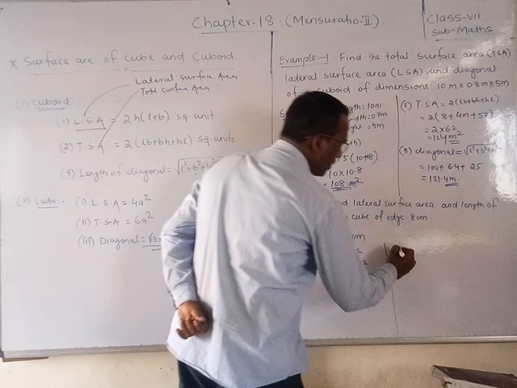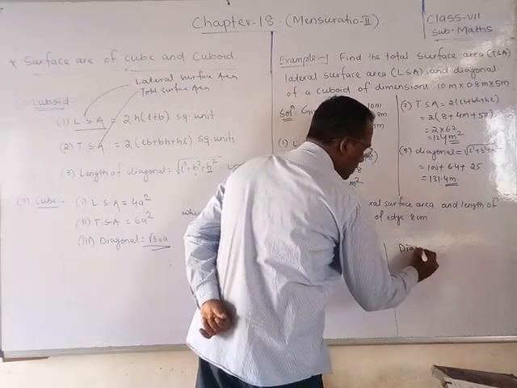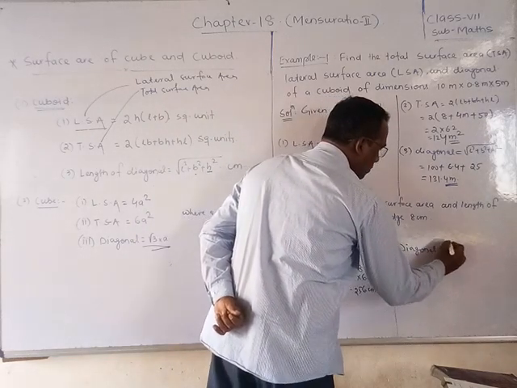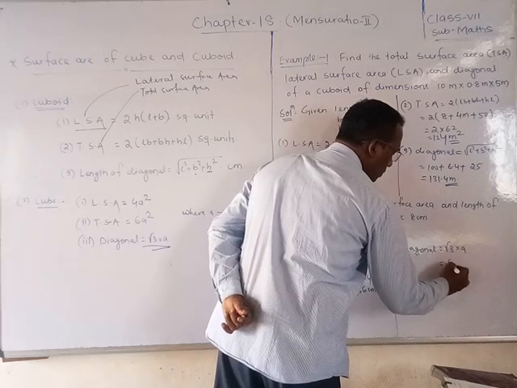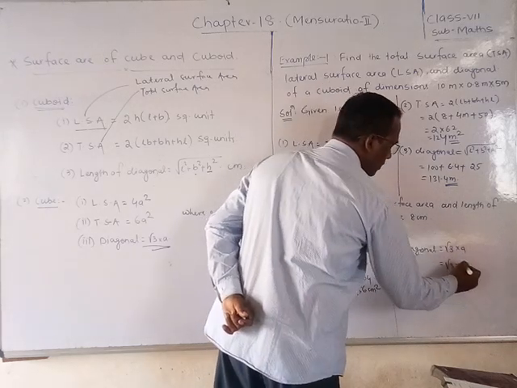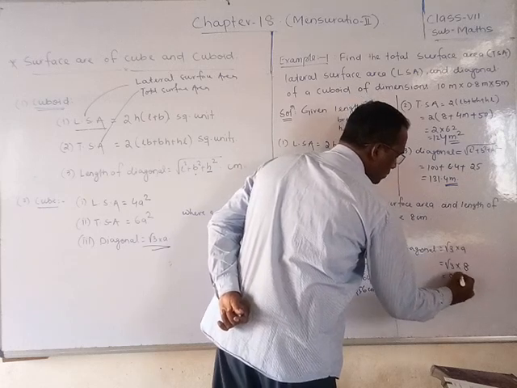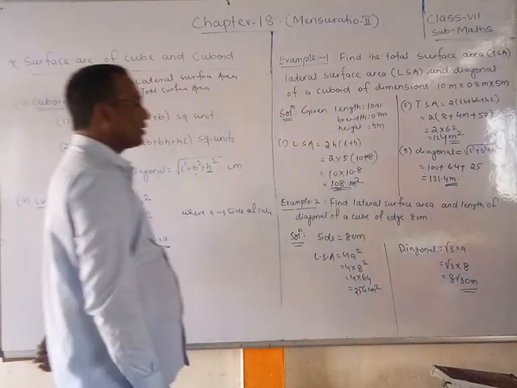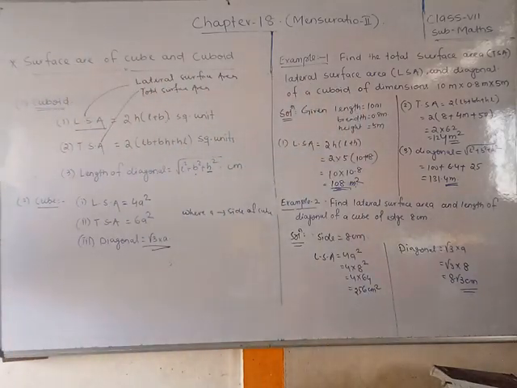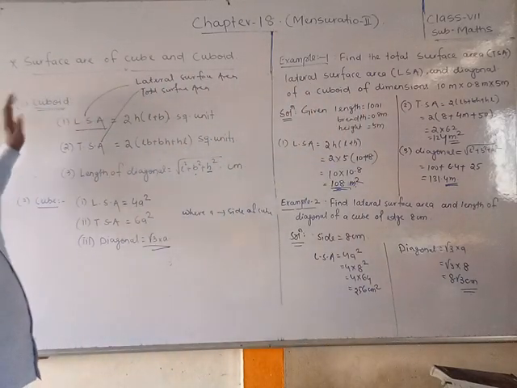Same like that, students, you have to find the diagonal too. The diagonal is root 3 into side, and the side is 8. So 8 root 3 centimeter.